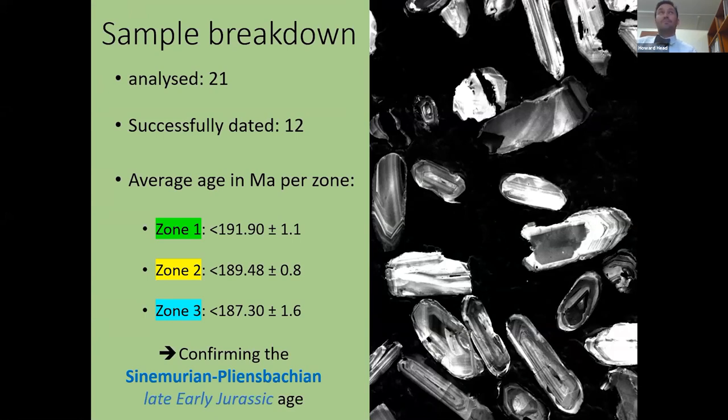Zone 1 having a maximum depositional age of 191.9. Zone 2 having a maximum depositional age of 189.48. And Zone 3 having a maximum depositional age of 187.3. So overall, these results do confirm the previously mentioned constraints, confirming that the Clarence Formation does conform to the Sinemurian-Pliensbachian, late early Jurassic age, as per the constraints that were given.